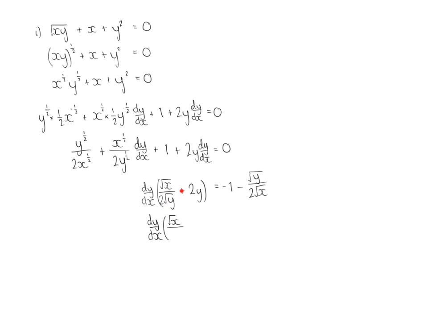So the root x stays as it is. So we've got 2 root y on the bottom. And then we multiply 2y by 2 root y to put it as a single fraction. Do the same on the right hand side. Putting it all over 2 root x.